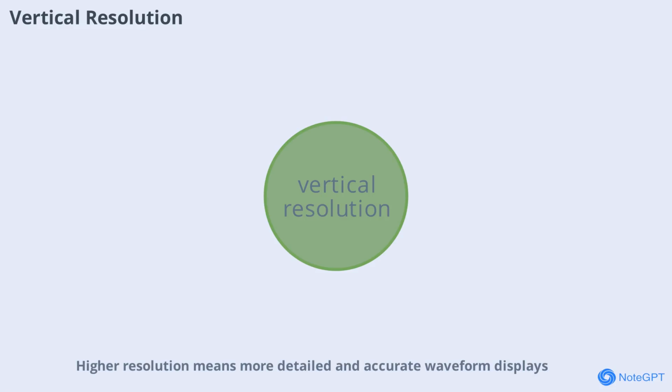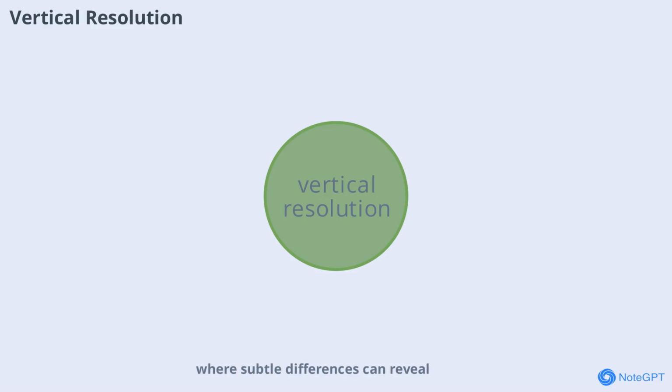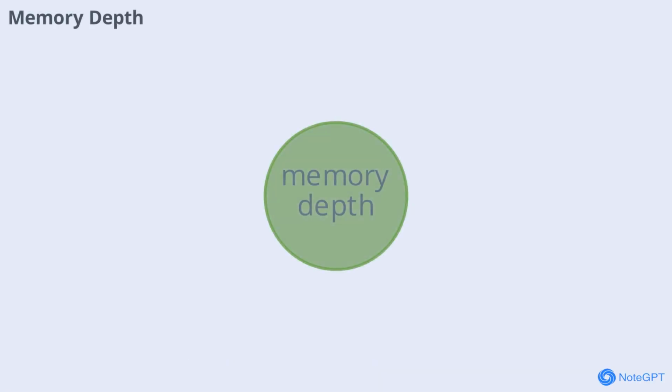Higher resolution means more detailed and accurate waveform displays, especially for small signals. This is particularly important when analyzing low amplitude or noisy signals, where subtle differences can reveal critical information about circuit performance. Memory depth is the amount of data an oscilloscope can store for each acquisition.